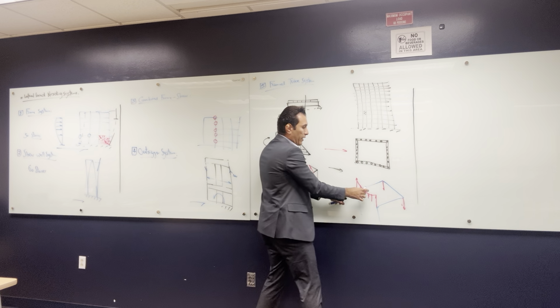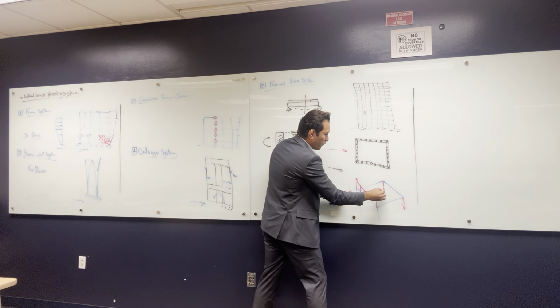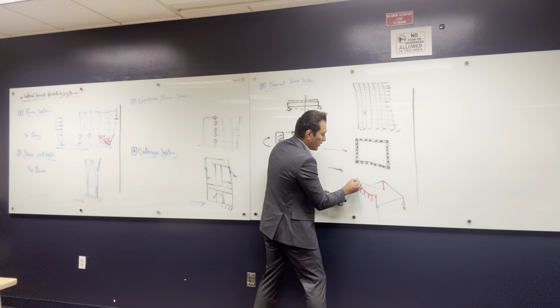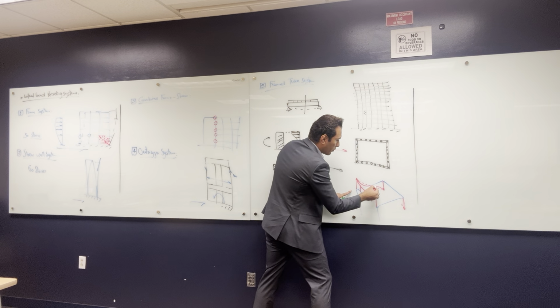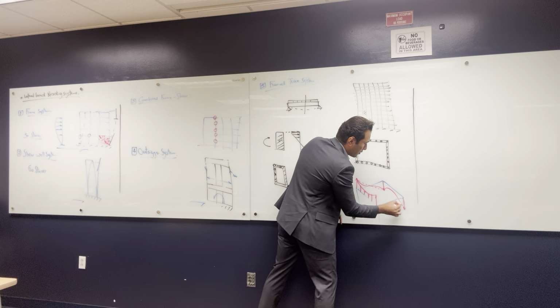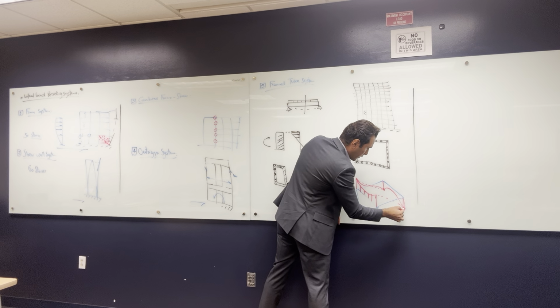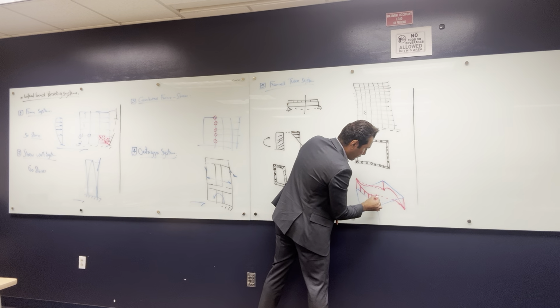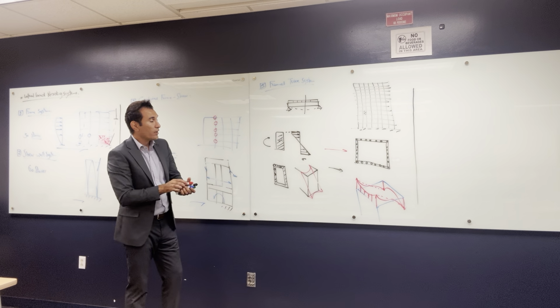Same thing on the side. This one is going to have some, and if this is the linear between them, it's going to be something like this. And here it's going to be something like this. So that's how the shear lag looks like.